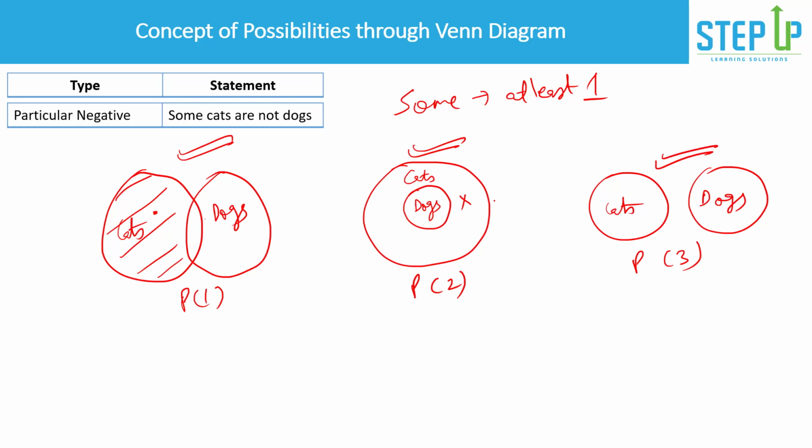So this is what we mean by understanding the possibilities through these Venn diagrams. We looked at 4 types of statements: universal affirmative, universal negative, particular affirmative, and particular negative. And we looked at all the possibilities. For universal affirmative, the all cats are dogs type of statement, how many possibilities were there? Possibility 1 and possibility 2. For universal negative, it was the simplest case. How many possibilities were there? Only one possibility, right?